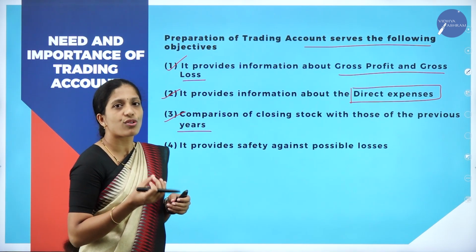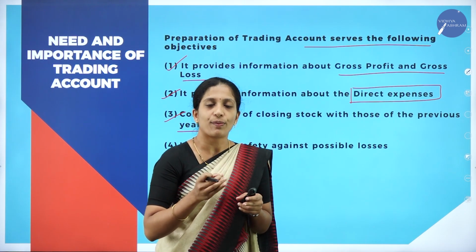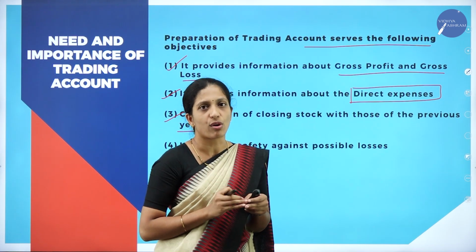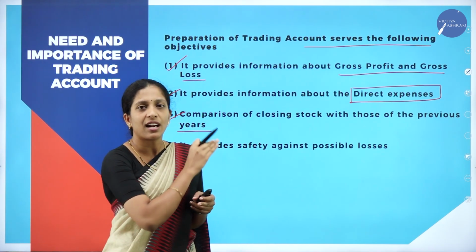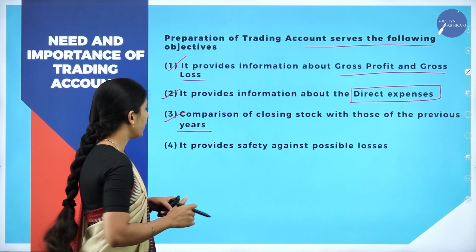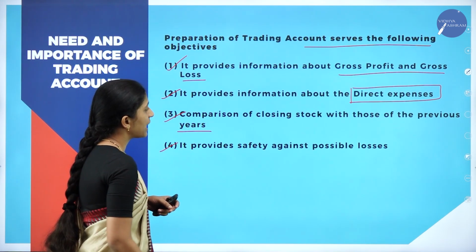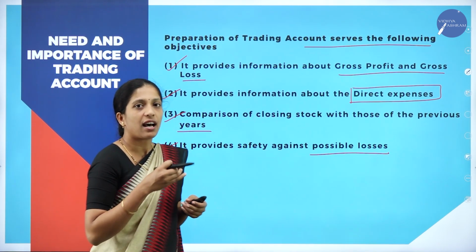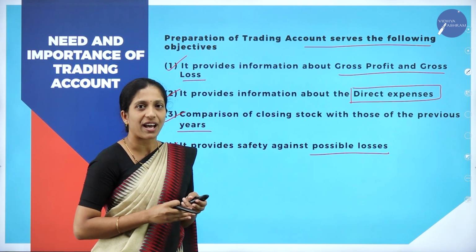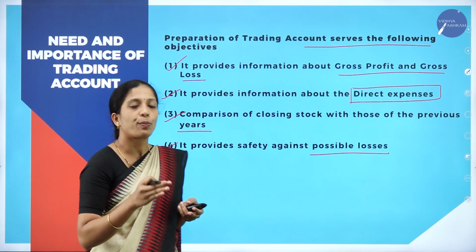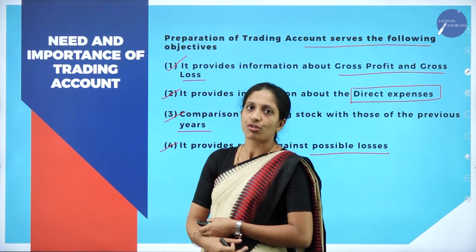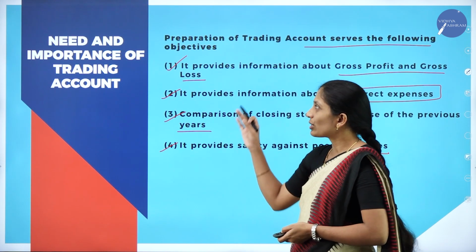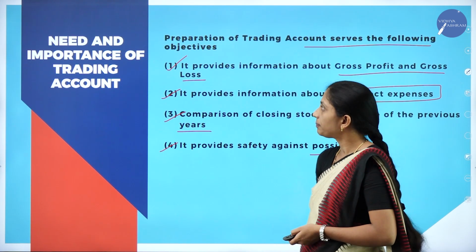Next is comparison of closing stock with those of the previous year. Of course, what is a closing stock of raw materials? When you compare to your previous year, what is the closing stock? In order to compare that, we have to prepare your trading account. Next, it provides safety against possible losses. Of course, in order to safeguard against our possible losses, we have to prepare a trading account. So hope you are clear about the main objectives of preparing trading account. So these are the 4 objectives.